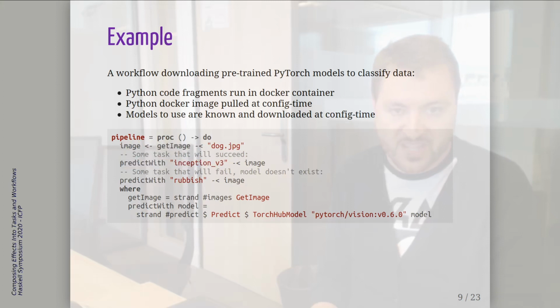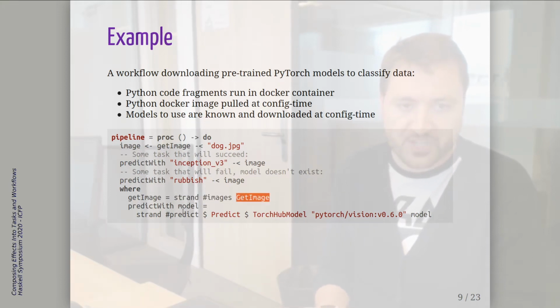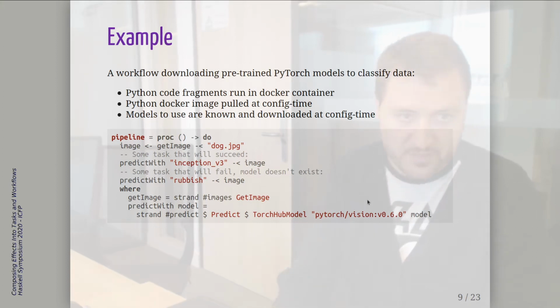The second one is predict the class, classify this image using some model, and the other one is classify this same image using another model. So here I'm just using the same syntax you saw before to trigger some effects. The first one to get the image, and the two other ones to run some prediction effect that will be based on some model.